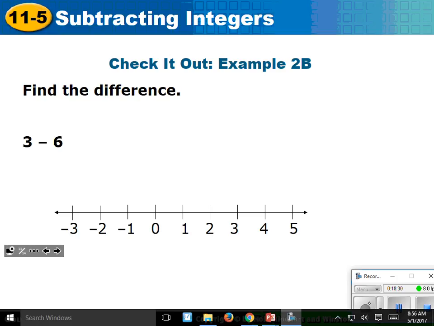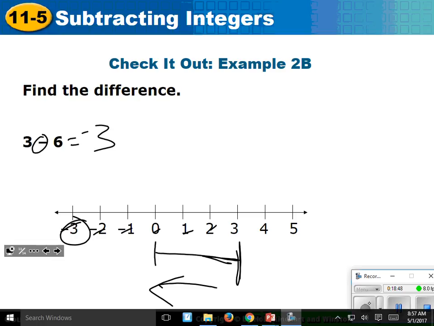All right, so we got 3. We start at 0. We go 1, 2, 3. We go to here. Okay, now we are subtracting a positive, which means we're going to move to the left. So we got to move to the left 6. 1, 2, 3, 4, 5, 6. There's my answer, negative 3. Okay.